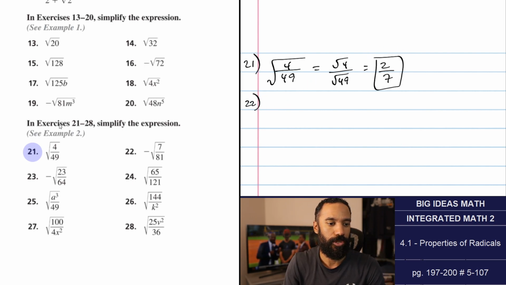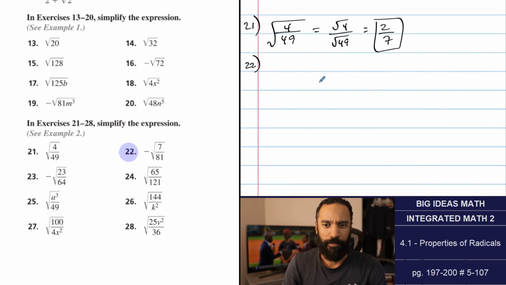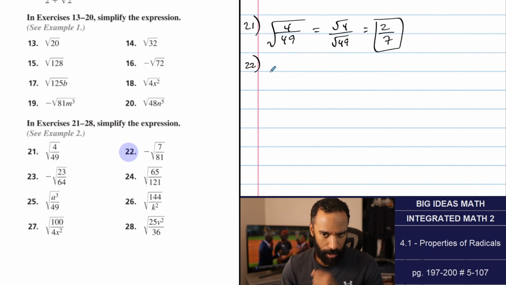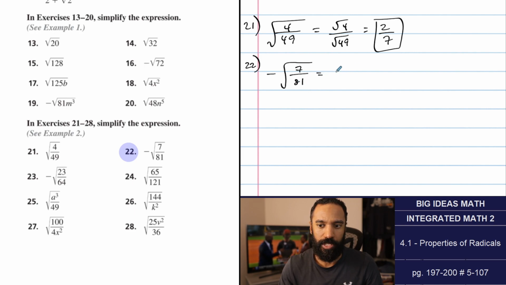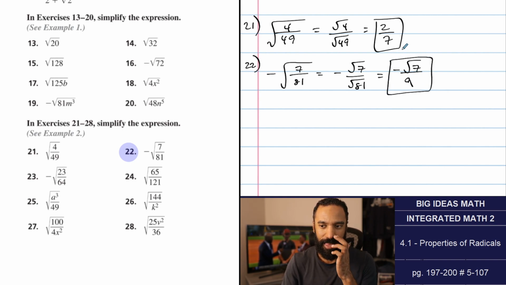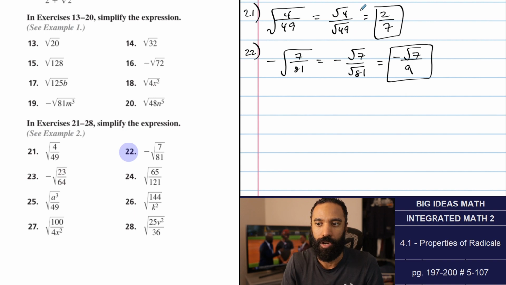We have number 22, and I think all these are perfect squares to start. I don't think we're rationalizing denominators yet. So negative square root of 7 over 81, which is negative square root of 7 over square root of 81. Square root of 7 cannot simplify or break down further, but the square root of 81 is 9. And a weird looking 9 at that. Negative root 7 over 9.